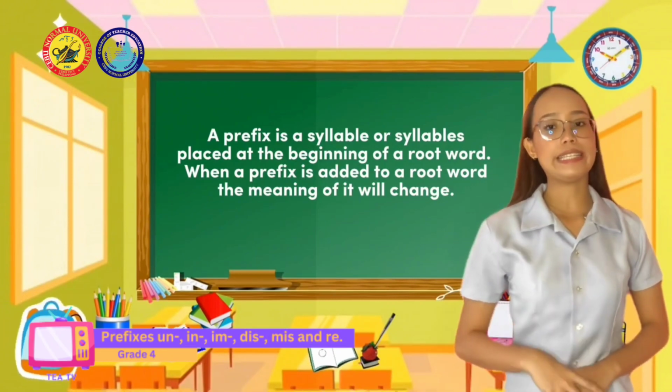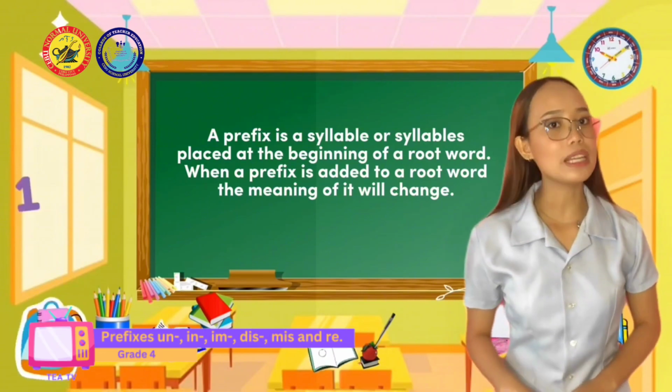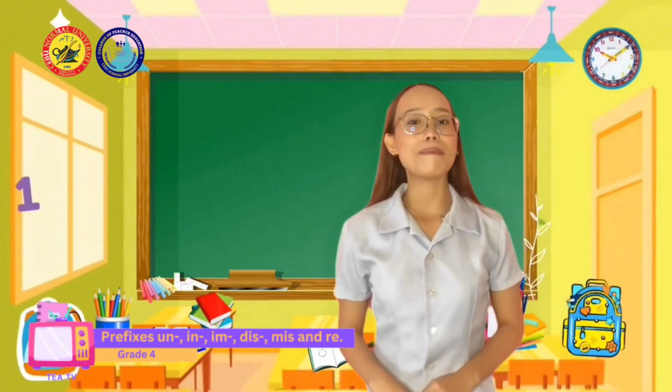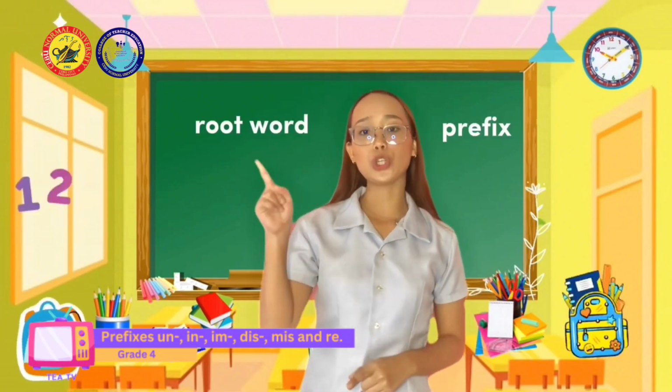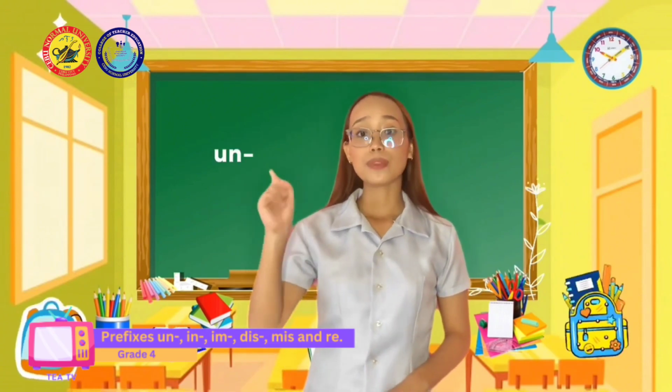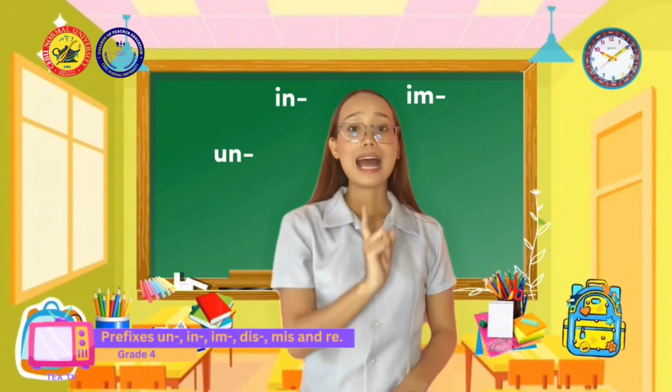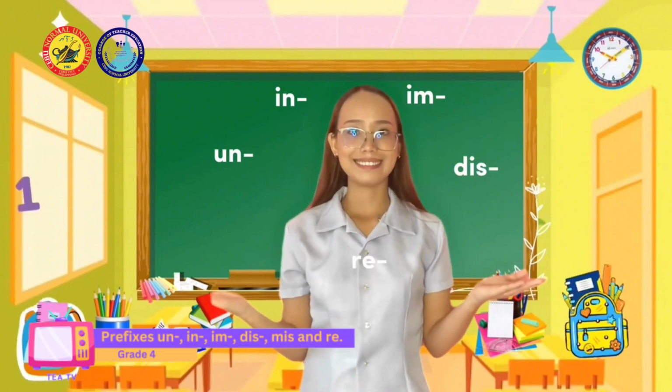When a prefix is added to a root word, the meaning of it will change. The meaning of a word can be figured out by putting together the meaning of its prefix and the meaning of its root word. The most common prefixes are un, in, im, dis, and re.